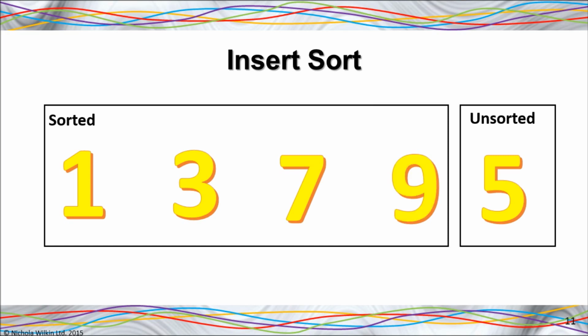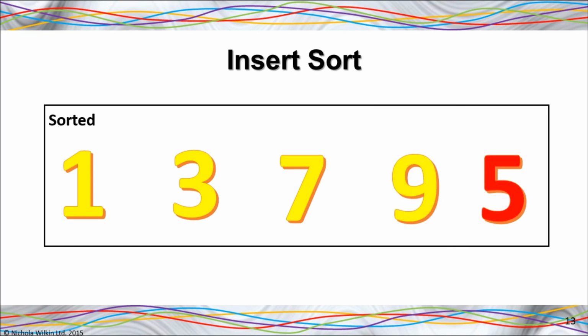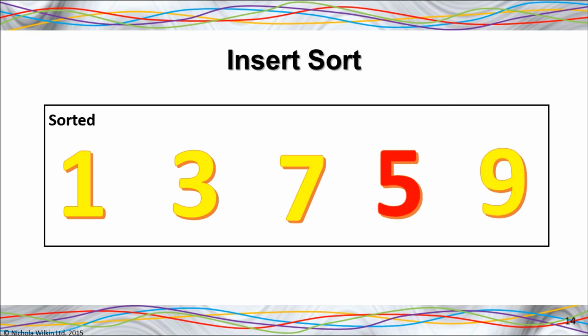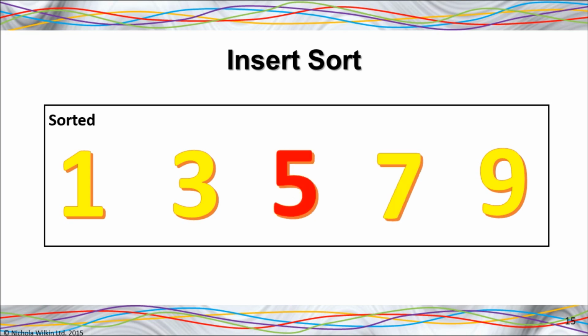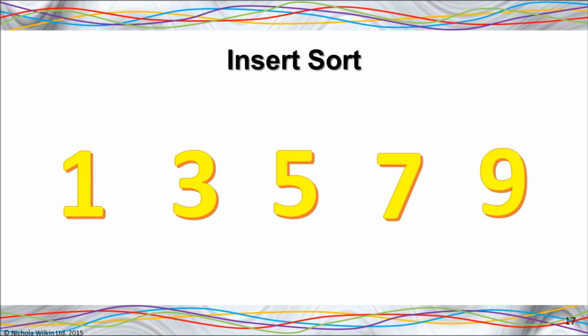And that just leaves us our final number in the unsorted section, the 5. We need to compare that with the 9, and the 5 is lower than the 9, so we swap them over. Now we compare the 5 to the 7, and the 5 is lower than the 7, so we swap them. Then we compare it with the 3, and it's higher than the 3, so we know it doesn't need to be swapped anymore, and it's in the correct position. And that now leaves our sorted list in the correct order, 1, 3, 5, 7 and 9. And that's how an insert sort works.